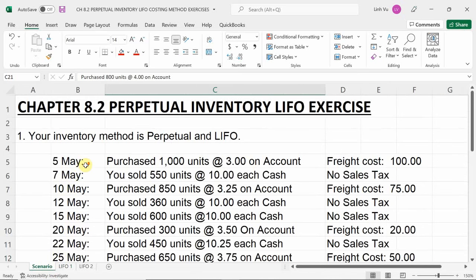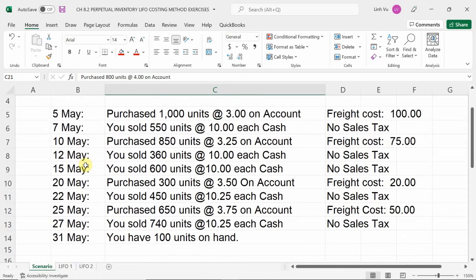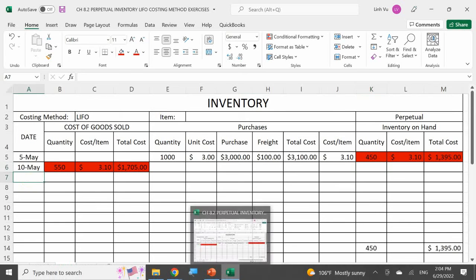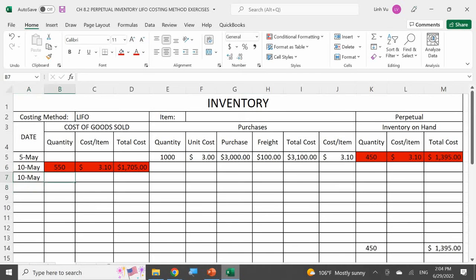All right. So then what happened next was on May 10, we end up purchasing 850 units at $3.25 with a freight of 75. Okay. May 10, 850 units at $3.25 with a freight of 75. Okay. So May 10, right? We are skipping the cost of goods sold section here. We purchased 850 units at $3.25 each with a freight of 75.